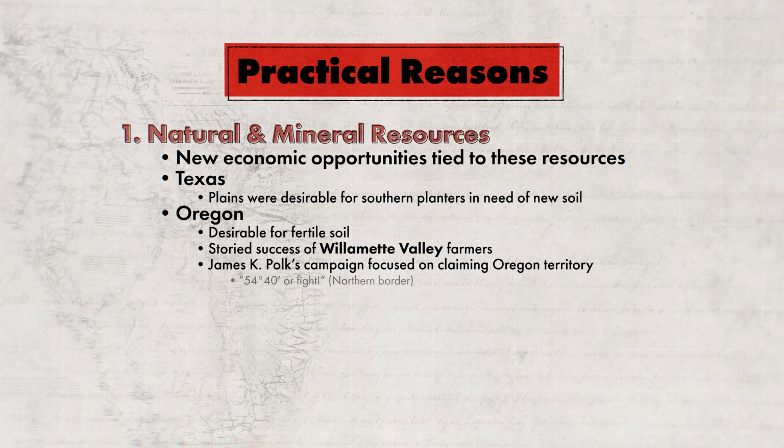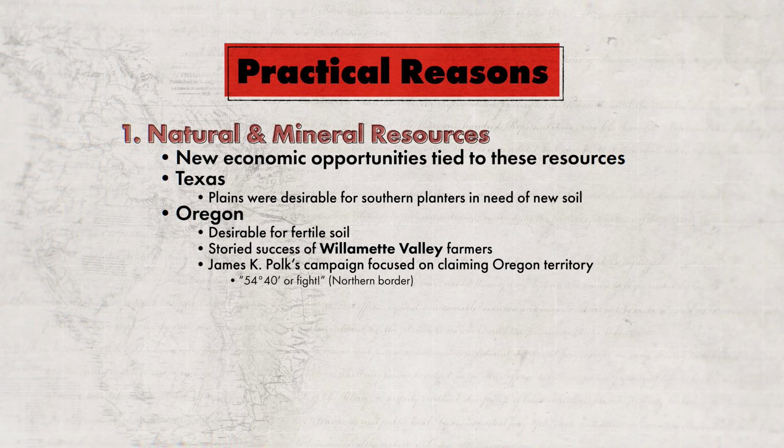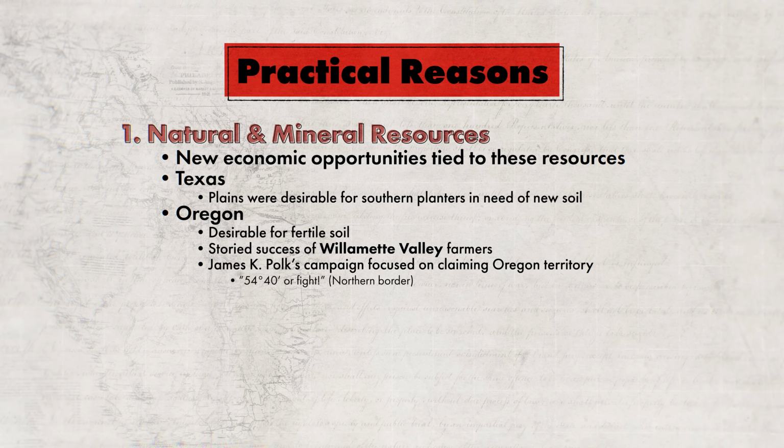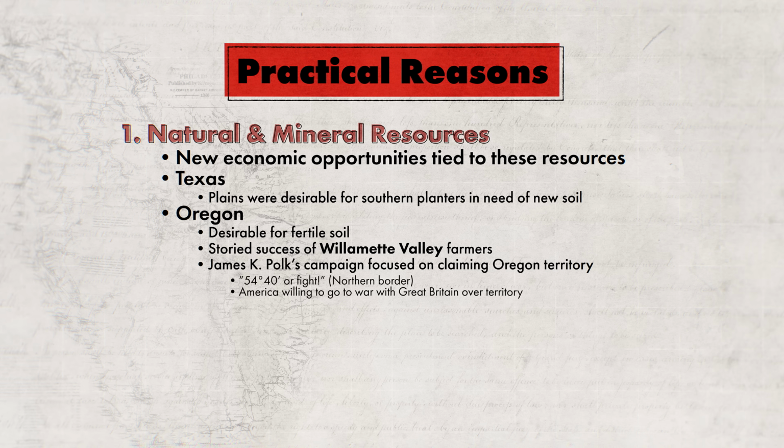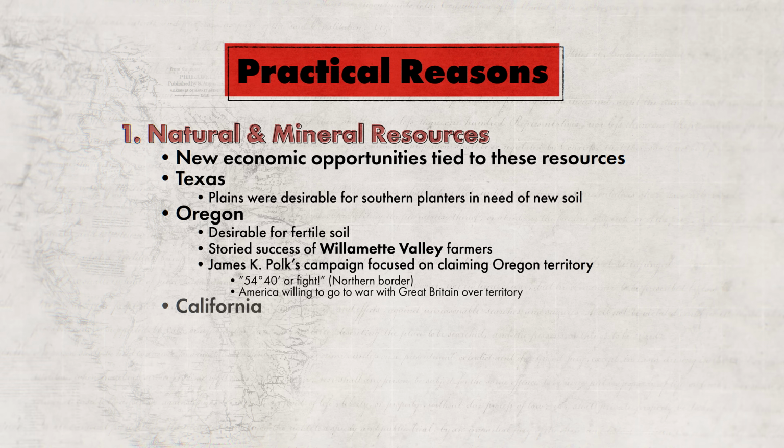And therefore, claiming Oregon for the U.S. became a central tenet in James K. Polk's campaign platform. The slogan was "54-40 or fight," and it referred to the northern border of the Oregon Territory way up in Canada and suggested that the U.S. was willing to go to war with Britain yet again if they couldn't get their greedy hands on that juicy Oregon soil. And then the third territory Americans desired for economic opportunity was California.